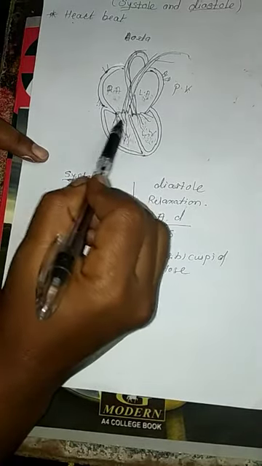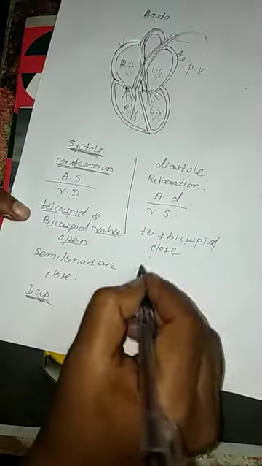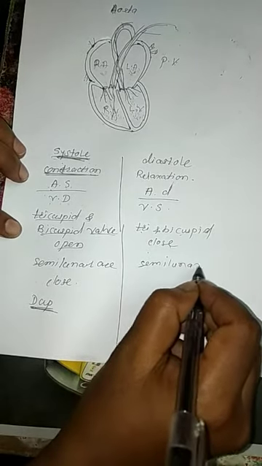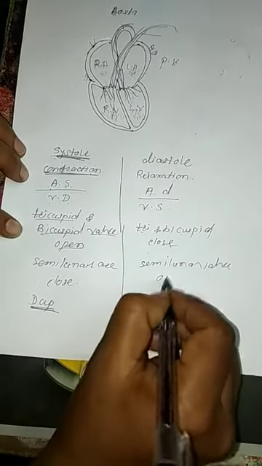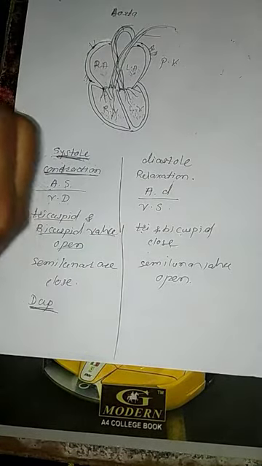At that time the tricuspid and bicuspid valves are closed and the semilunar valves are open, and blood is transferred to the lungs and towards the body.